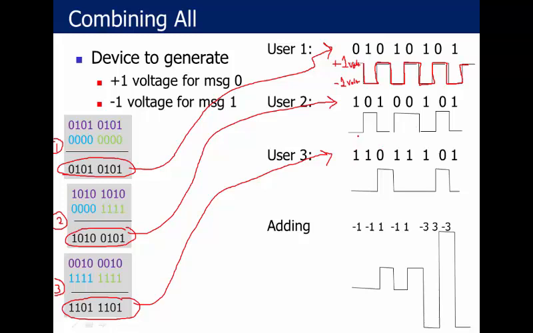User 2, because we are using the same device, same cell phone, so 1 means negative 1, 0 means positive 1. The chips are negative 1, positive 1, positive 1, positive 1, and negative 1, positive 1, and negative 1. From user 3, the chips are negative 1, negative 1, positive 1, negative 1, negative 1, negative 1, positive 1, and negative 1. They're all voltages.